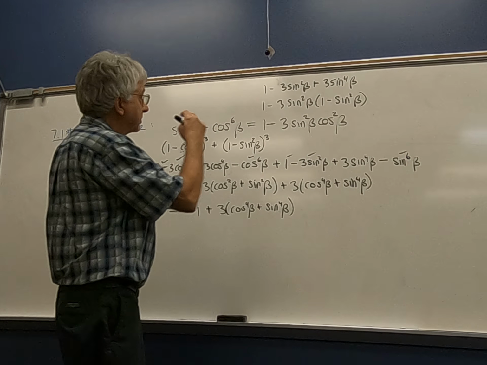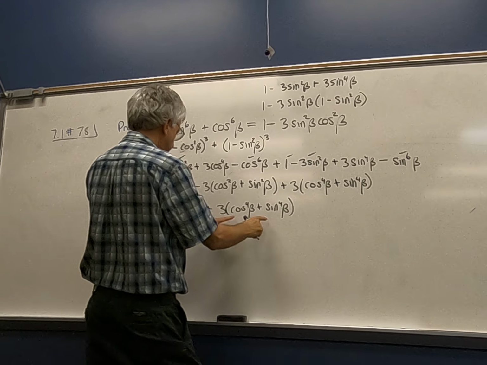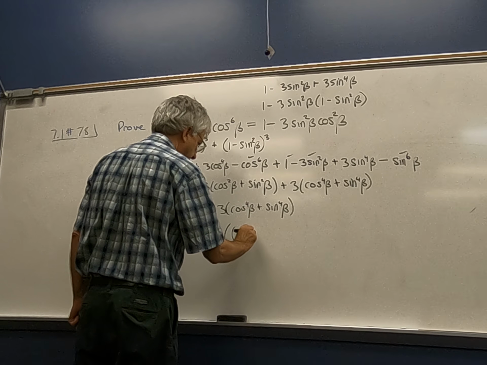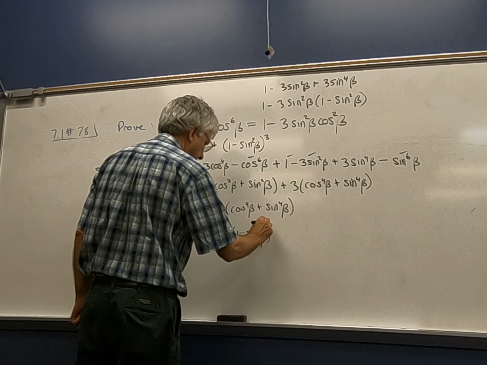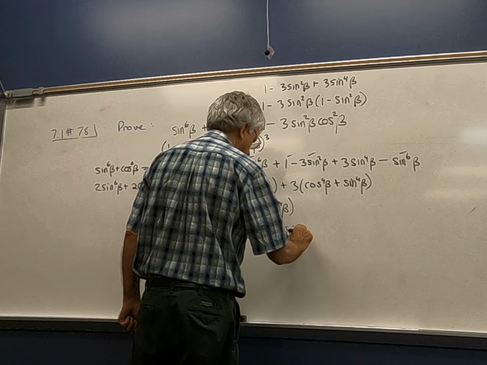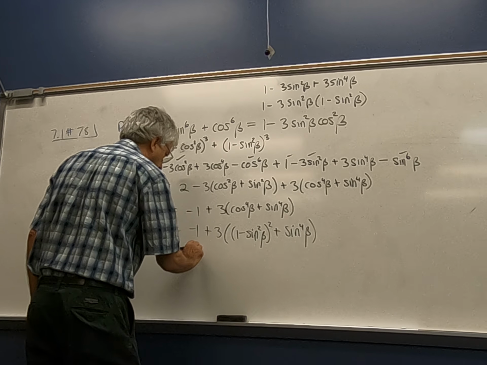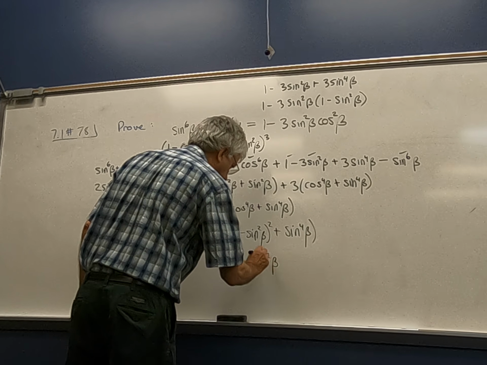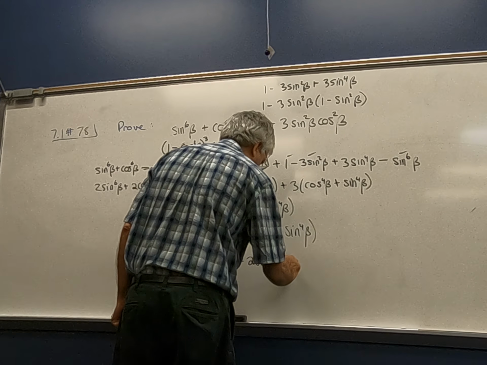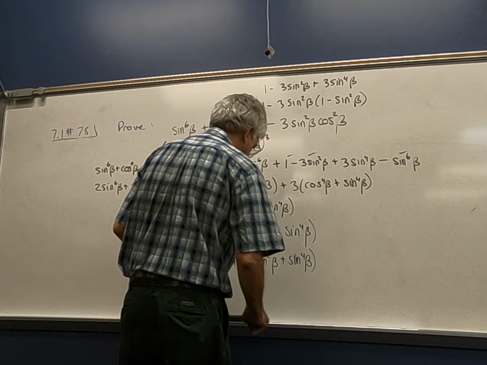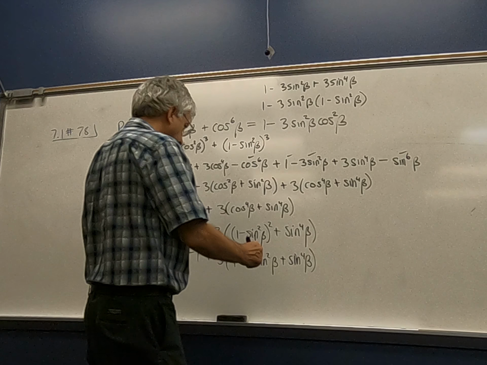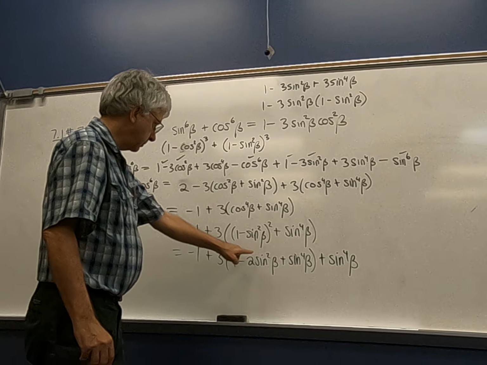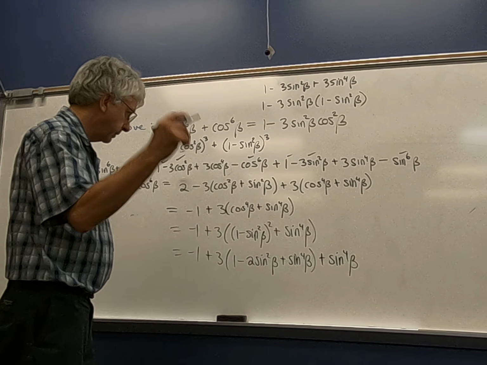Let's see, here we have all sines, right? So we could write this in terms of all sines. So this would be -1 plus 3 times 1 minus sine squared beta squared plus sine to the 4th beta, because that's already sine. So this is -1 plus 3 times 1 minus twice sine squared beta plus sine to the 4th beta, plus sine to the 4th beta. So I just expanded this square with these 3 terms, right?